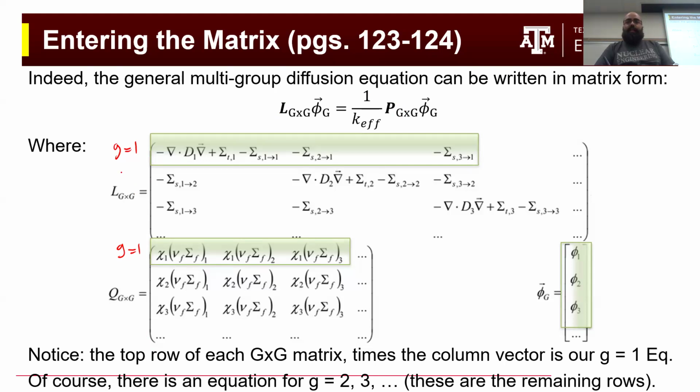And so the second equation would be my G equals 2 equation. This third line would be my G equals 3 equation. And similarly here, that would be my G equals 2 row and my G equals 3 row. If you were to rewrite that previous multi-group diffusion equation for those other groups, you would see that's what those equations look like. And I've just written it here in matrix form.